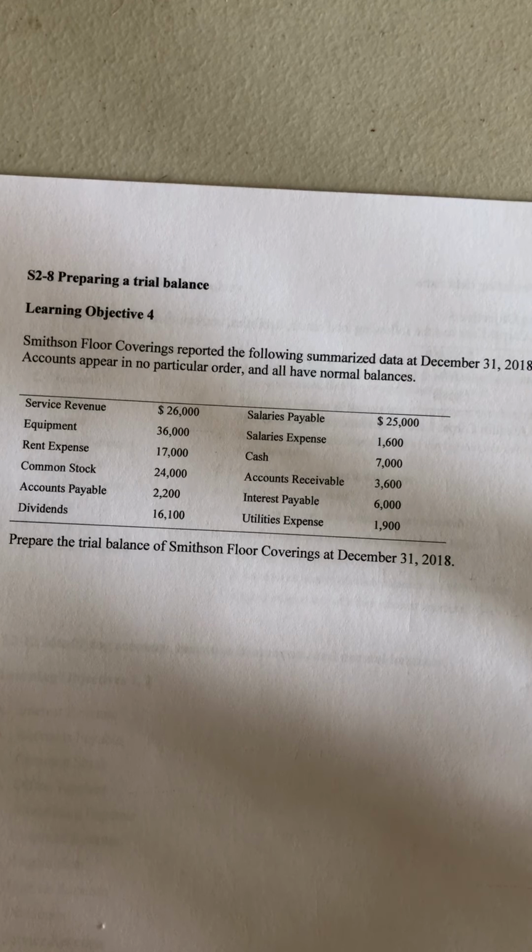This one wants us to prepare a trial balance. Smithson Floor Coverings reported the following summarized data at December 31st of 2018. Accounts appear in no particular order and all have normal balances. This one is 2-8. I'm sorry, I forgot to say that.